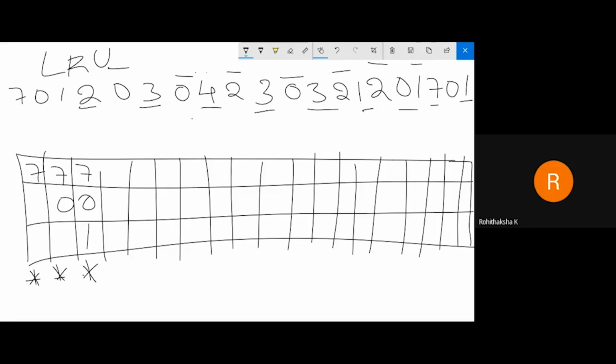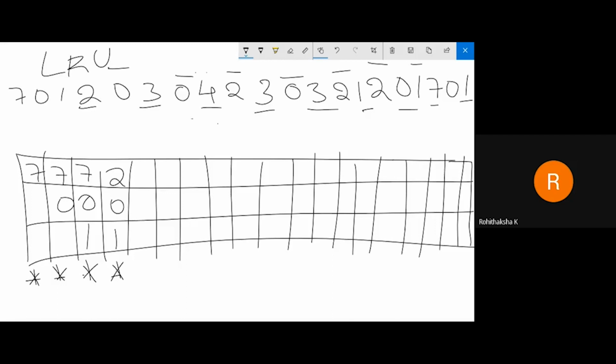7 is the least used, which means we have to check for the page which has not been used for the longest period of time. There we were checking in the forward direction; here we have to check in the backward direction. If you compare here, 7 was used 3 iterations back, 1 was 1 iteration back, 0 was 2 iterations back. So which is the longest one? 7. So now replace it with this one. So I'll say 2 0 1 and mark it as a page fault.